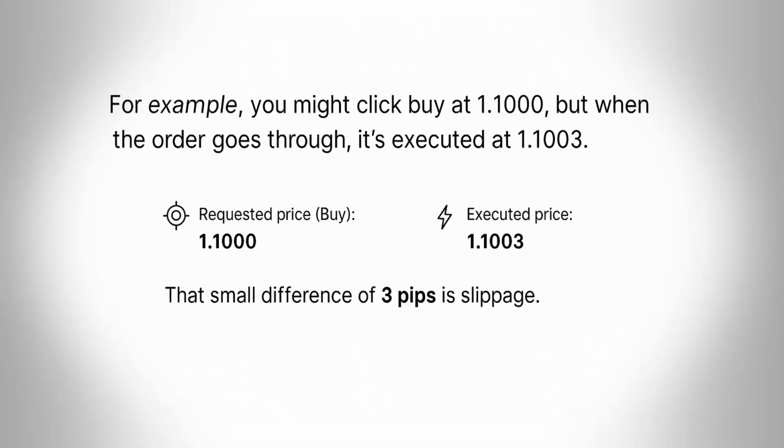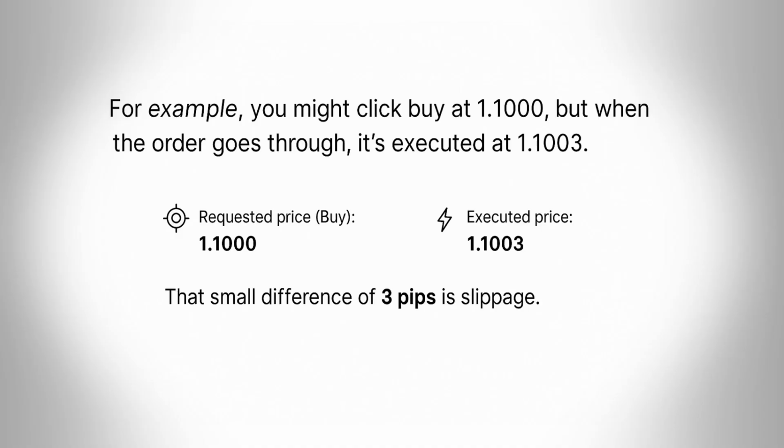Slippage is the difference between the price you expected to trade at and the price your broker actually filled your order. For example, you might click buy at 1.1000, but when the order goes through, it is executed at 1.1003. That small difference is a 3-pip slippage. This happens when the market is moving so fast that the price you have chosen is no longer available by the time your order reaches your broker's server.